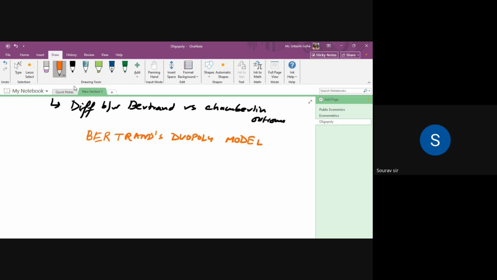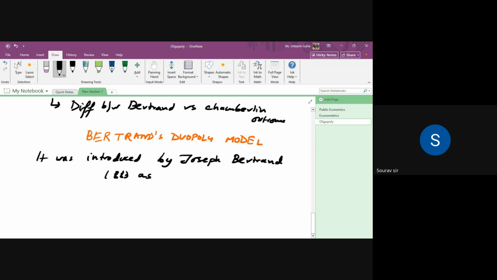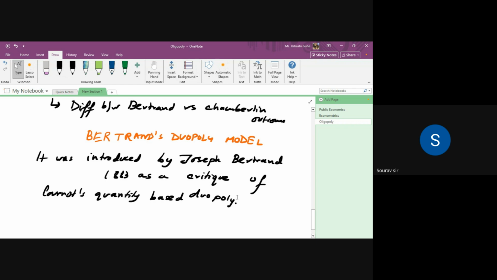So what is that? Bertrand's duopoly was introduced by Joseph Bertrand in the year 1883, as a critic of Cournot's quantity-based duopoly. So as a criticism of that, Bertrand was introduced.